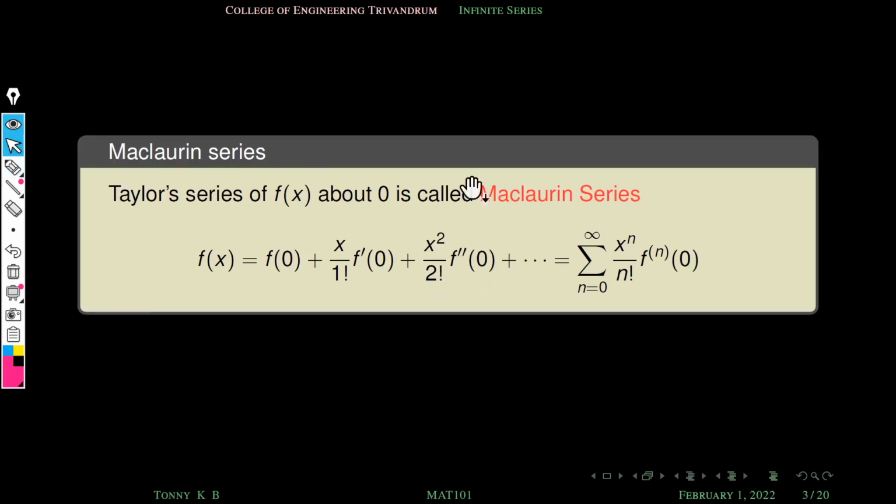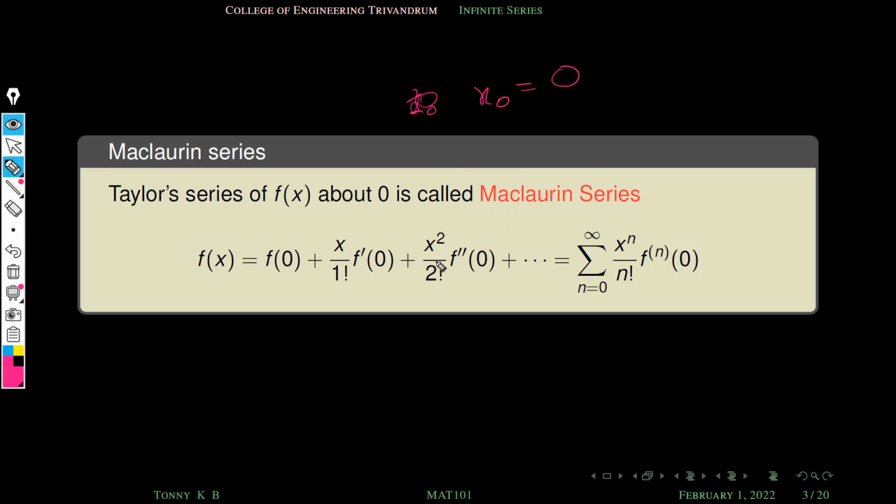Next one is the Maclaurin series. The Maclaurin series is a special case of the Taylor series. A Taylor series of f of x about 0 is called a Maclaurin series. So what is the form of the Maclaurin series? In the Taylor series, we use the general point x naught. What is the value of x naught in the Maclaurin series? x naught is 0. So the only difference is that we replace x naught by 0, that's all.